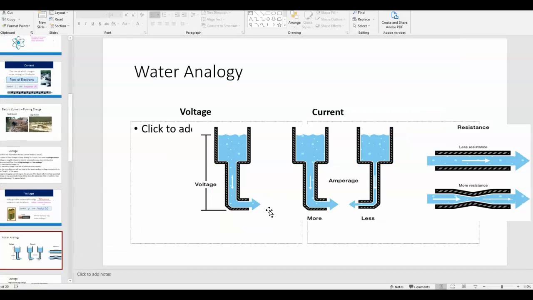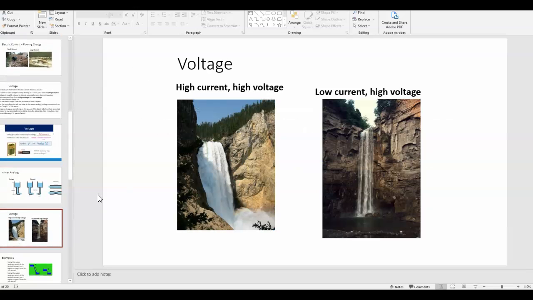And in the water analogy, if current has to do with how much water is flowing, voltage has to do with what is making it flow to begin with. So for example, here you can see in the analogy, it's the height of the water that causes the current to flow, right? It's kind of like water pressure. If you can imagine water pressure, the more pressure you have, pressure is not something that flows, but pressure is what causes the flowing. Okay, so it's kind of the same with current and voltage.